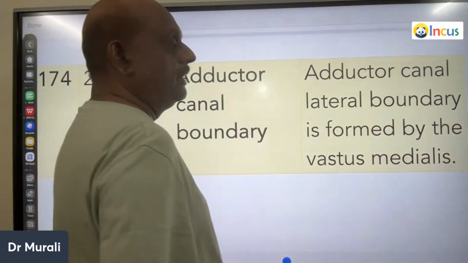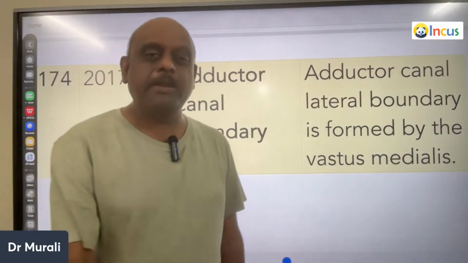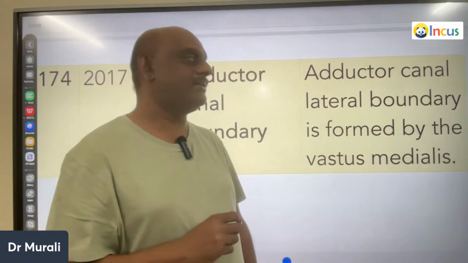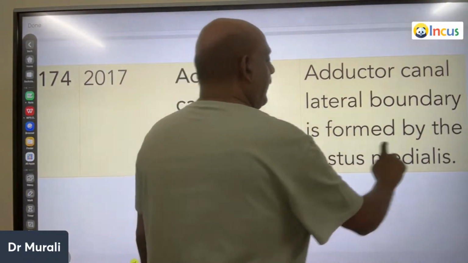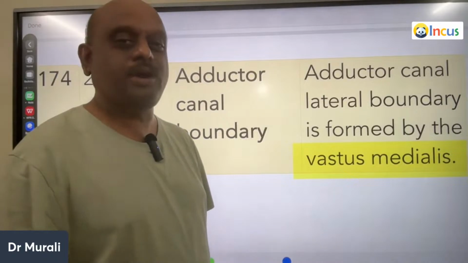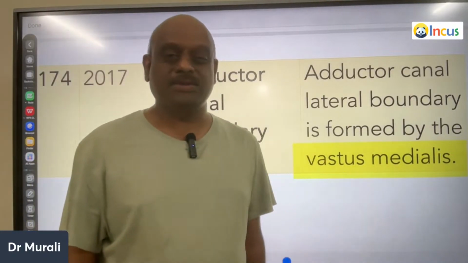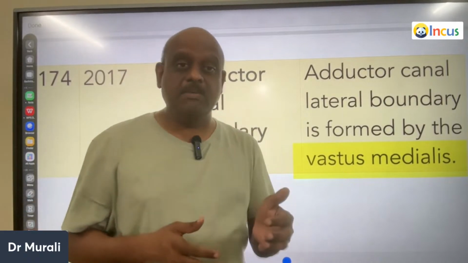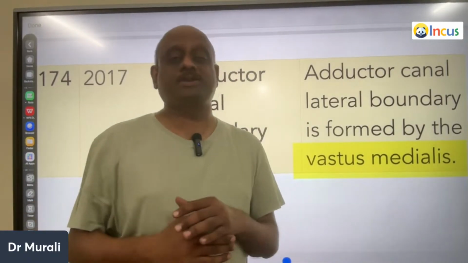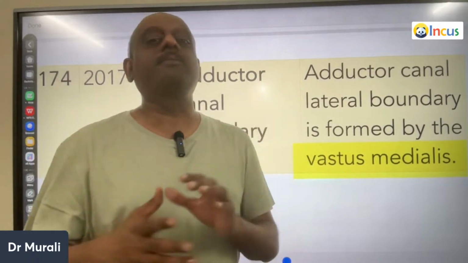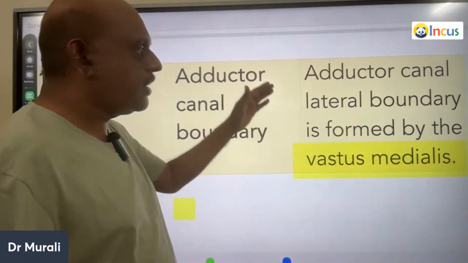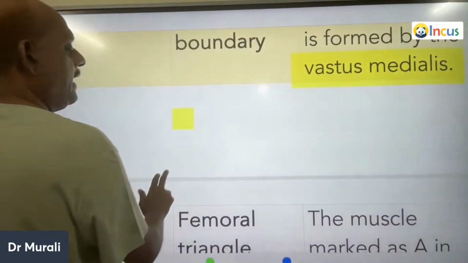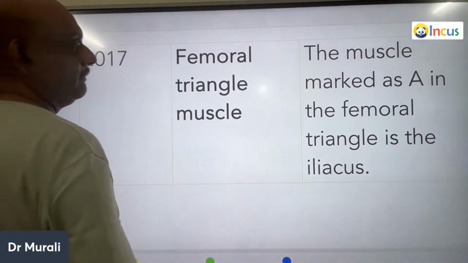Posterior tibial nerve. Anatomy of adductor canal used to be a short answer question in our first year MBBS days. Adductor canal's lateral boundary is formed by vastus medialis. You know, vastus medialis, vastus intermedius, and vastus lateralis, semimembranosus, semitendinosus, biceps femoris. All this quadriceps group of muscles you should know. So, adductor canal's lateral boundary is formed by the vastus medialis, is what you need to remember.